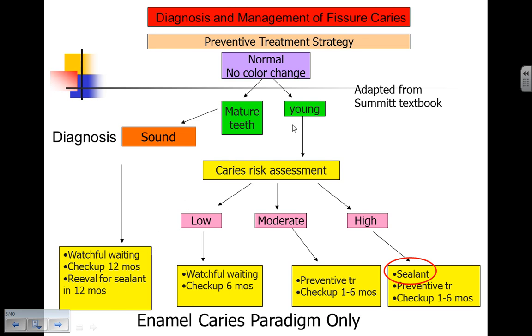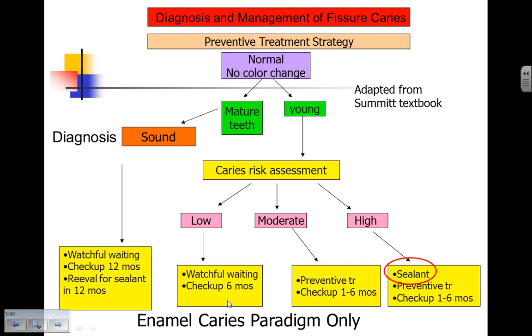When we take a look at the younger patient, when the tooth is just first erupting in the mouth, or it's been erupted in the mouth for less than 5 years, we need to do our caries risk assessment. Look at those criteria as it relates to low, moderate, and high caries risk, and make decisions as to how we're going to intervene. Intervention can be as routine as, for a low caries risk, watchful waiting, active surveillance as to what's going on with routine checkups every 6 months.